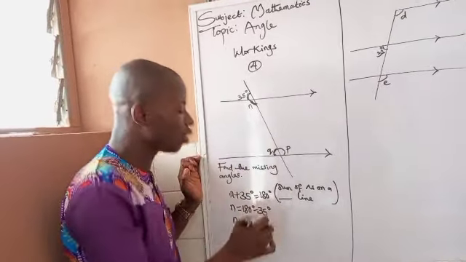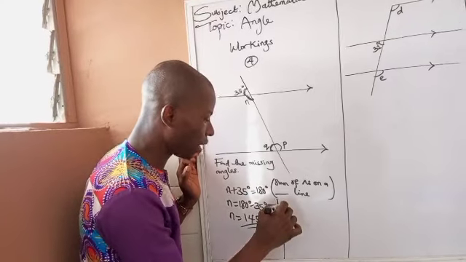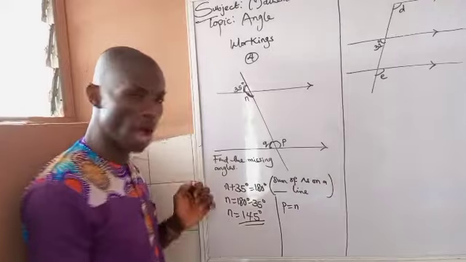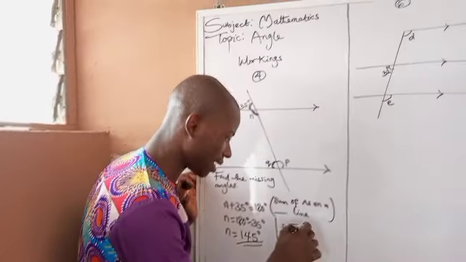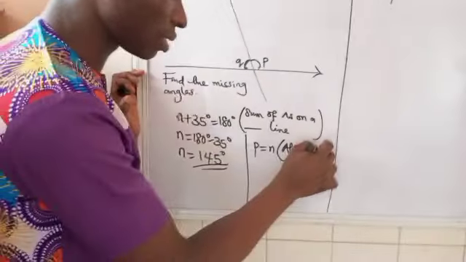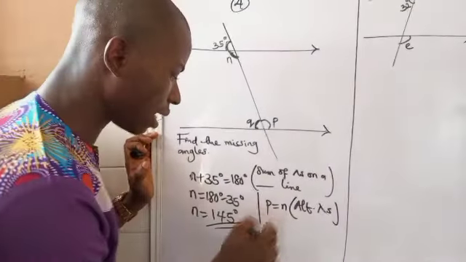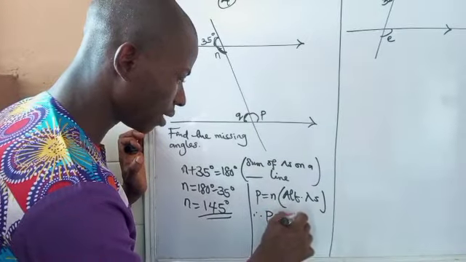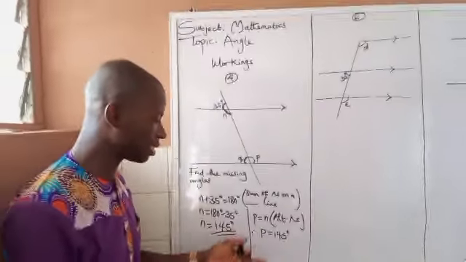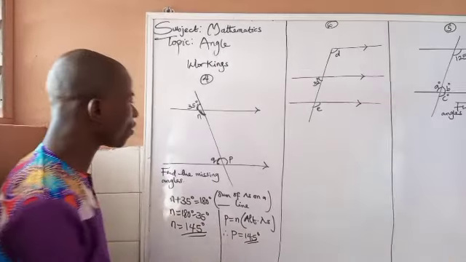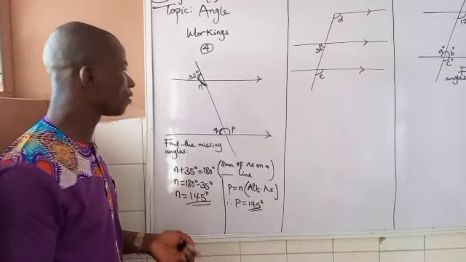Now, for you to find your p, just say p equals n. Why? Alternate angles. Alternate angles are equal. Do you understand? So therefore now we have p equals what? 145 degrees. Because whatever n is, that's what p will be. That is alternate.